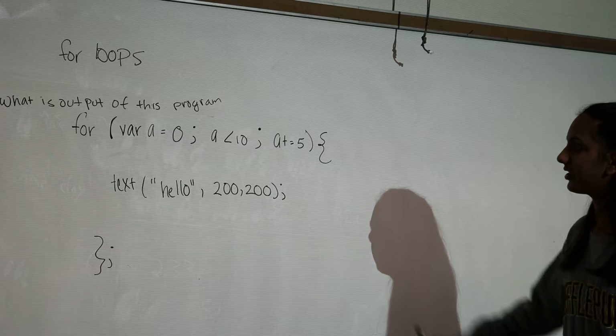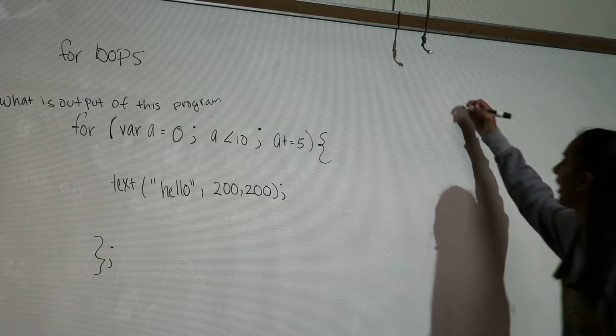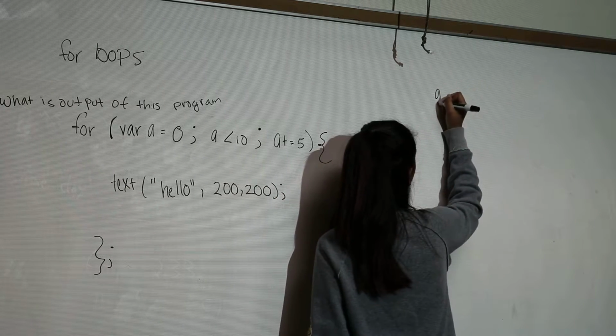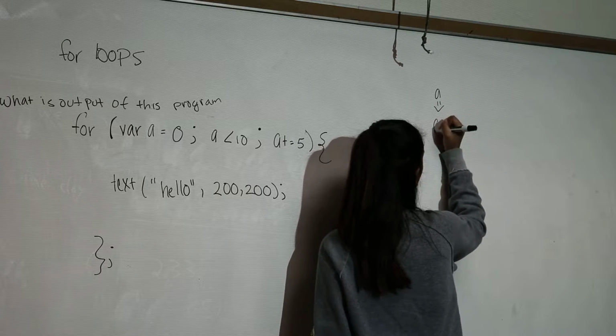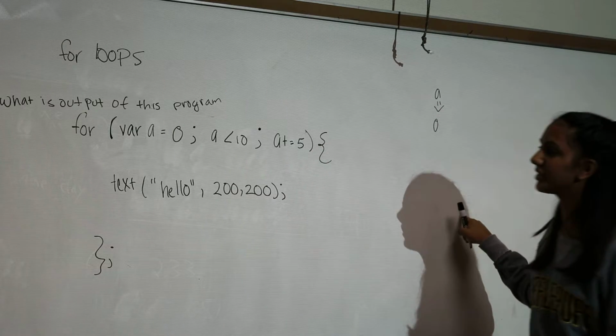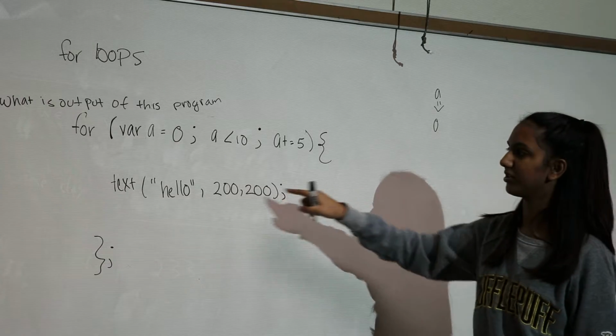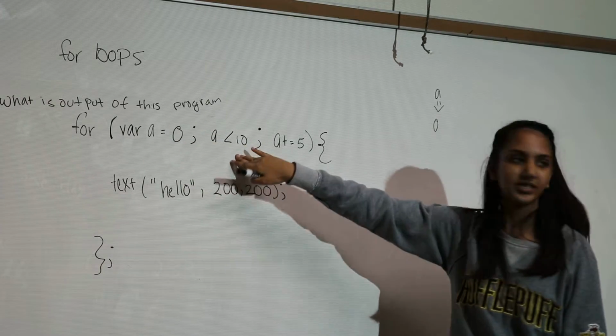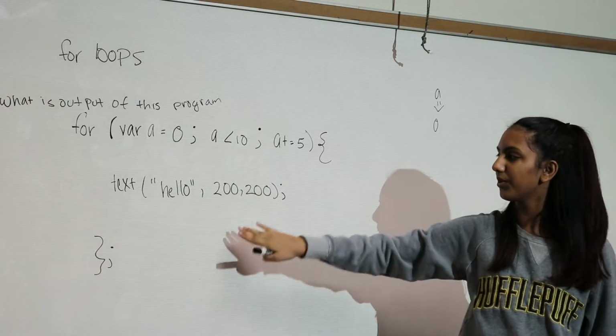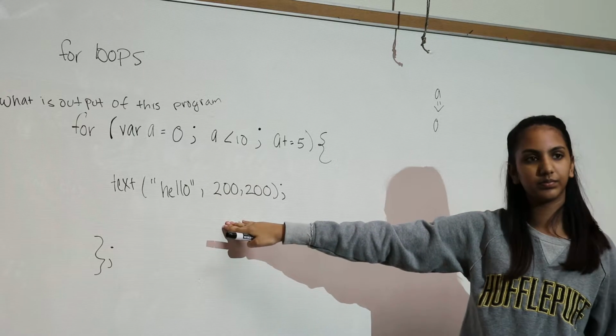So let's start off. What is A right now in our program? At the beginning? 0, right? So we're going to go through this loop one time with A being equal to 0. So we're going to check. Is A less than 10? Yes. Okay, so what are we going to do?